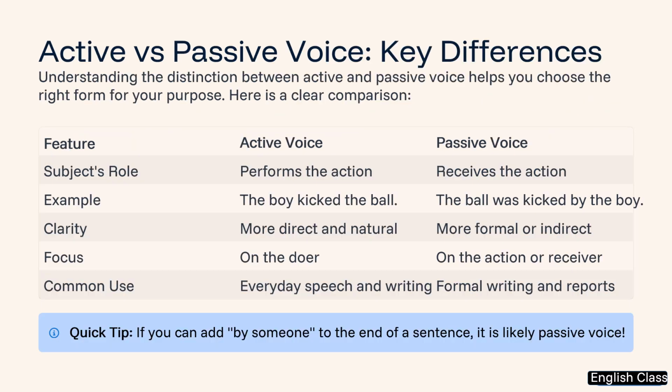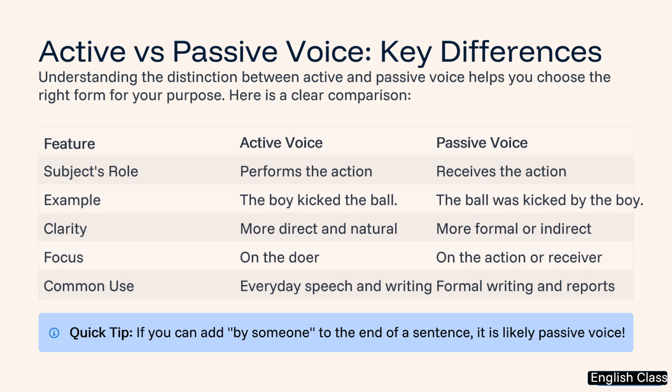Active versus passive voice. We need to know the key differences. Now, understanding the distinction between active and passive voice helps you choose the right form for your purpose. Now, here is a clear comparison.